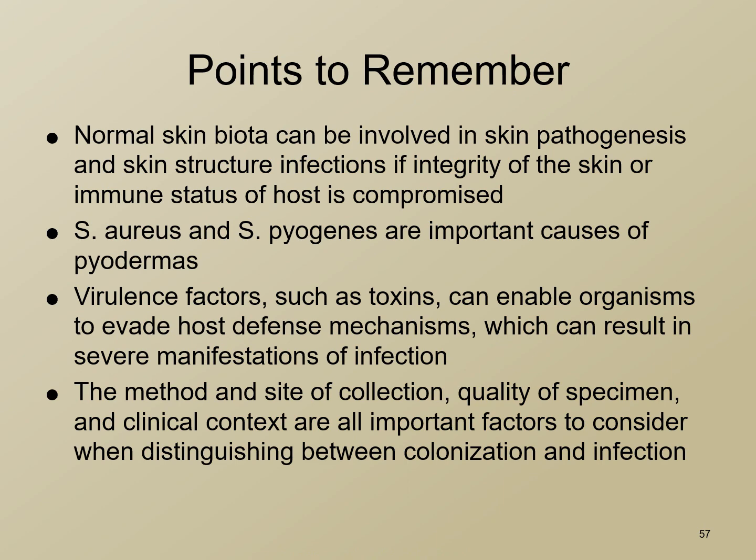Overall in this chapter, we covered a lot of organisms, disease states, and infections that we've seen previously. But some important things to remember in regards to skin and soft tissue infections are that the normal skin flora can be involved in infections if the integrity of the skin or the immune status of the host is compromised. We saw in a lot of these skin infections, Staphylococcus aureus, particularly methicillin-resistant Staph aureus, and Streptococcus pyogenes, or group A strep, are important causes of various clinical presentations, especially causes of pyodermas.